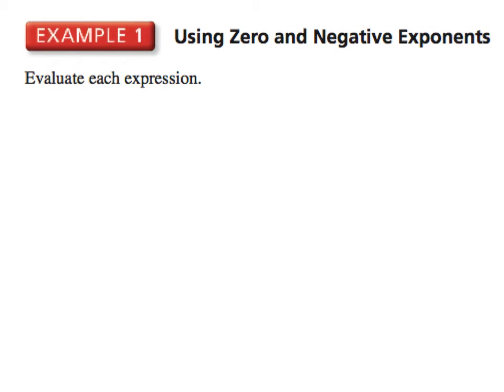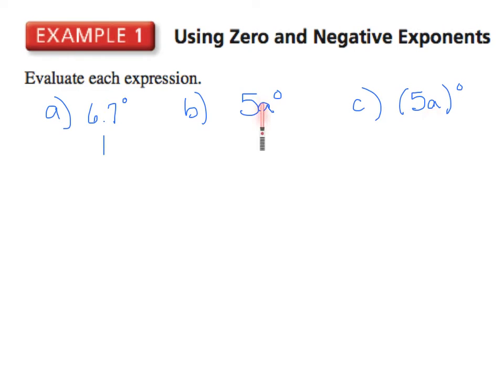So example 1. Let's use 0 and negative exponents and evaluate each expression. So we're going to write some examples down. Let's start with A. 6.7 to the power of 0. Since 6.7 is to the power of 0, we're just going to write 1. B. 5a to the power of 0. And then we're going to write down C. (5a) to the power of 0. These are completely different answers.